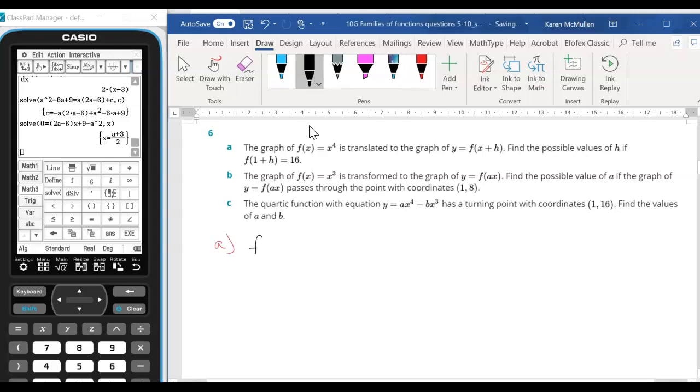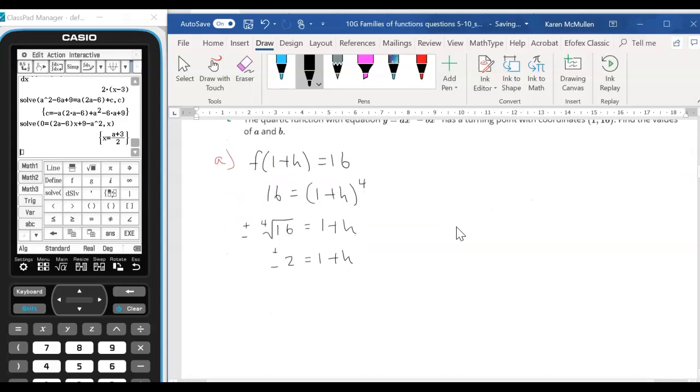So f of 1 plus h equals 16. All we're doing is substituting in 1 plus h into x to the power of 4. So 1 plus h to the power of 4 equals 16, and then we've got to take the fourth root of both sides. Now, because it is an even power or even root, we're going to have plus or minus. So the fourth root of 16 is 2, so we're going to have plus or minus 2 equals 1 plus h.